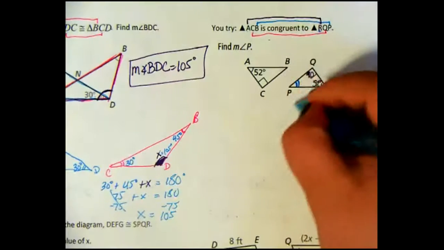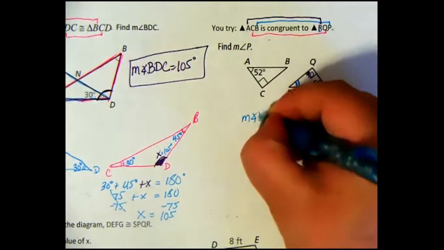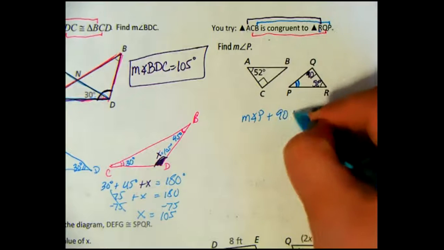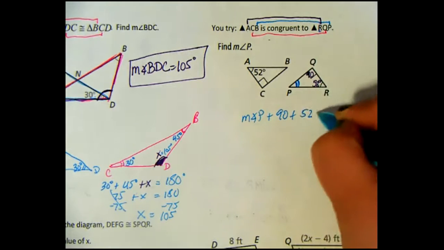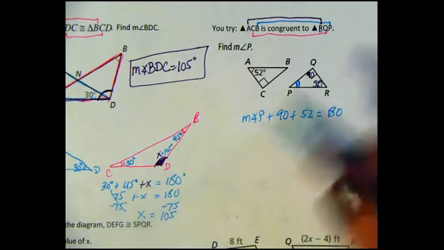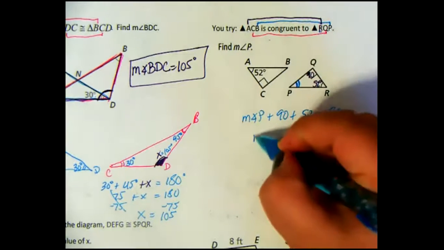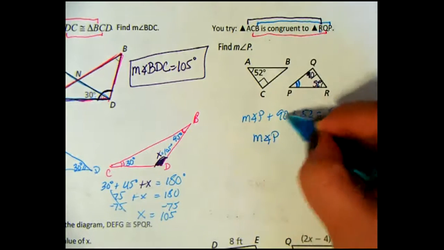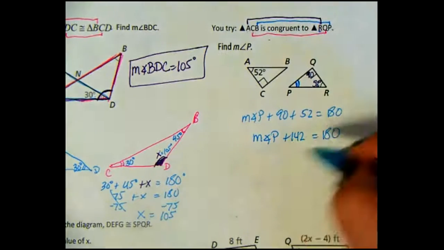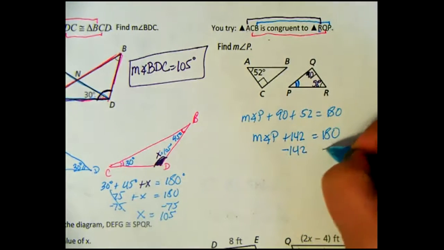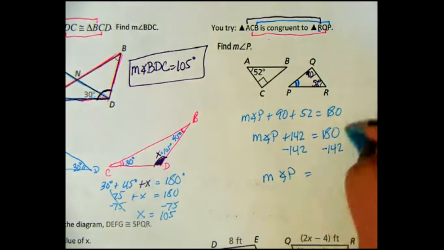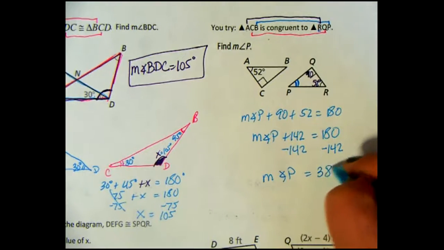So I have the measure of angle P plus 90 degrees plus 52 is equal to 180. I'm going to combine these two, they are like terms. So the measure of angle P plus 142 is equal to 180. Subtract 142 from both sides. I get that the measure of angle P is equal to 38 degrees.